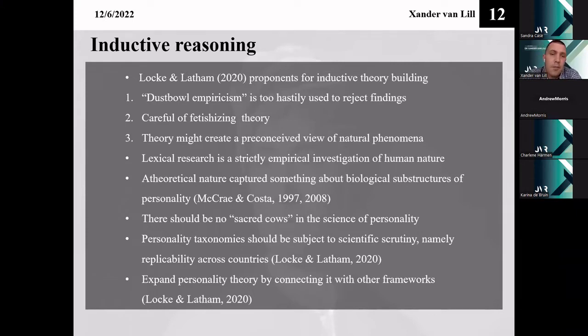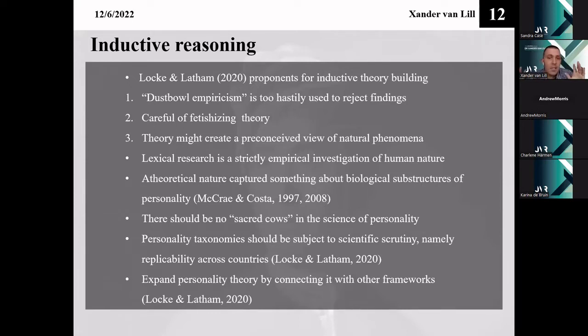And so sometimes theory might create a preconceived idea of the natural phenomena, in this case, the characteristics that describe people that we'd like to use. What's so fantastic about lexical-based research, per the scholars I referred to earlier in the previous slide, is that they followed a strictly lexical, or very empirical, approach to the investigation of human nature. As a consequence of this almost atheoretical approach, they almost captured something about real world existence, almost these biological substructures that have emerged in people across a long time, that are used to describe and make us successful to adapt to our environment.